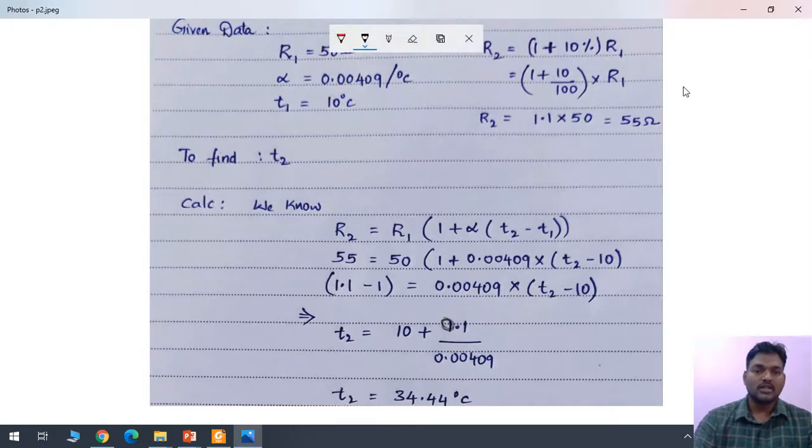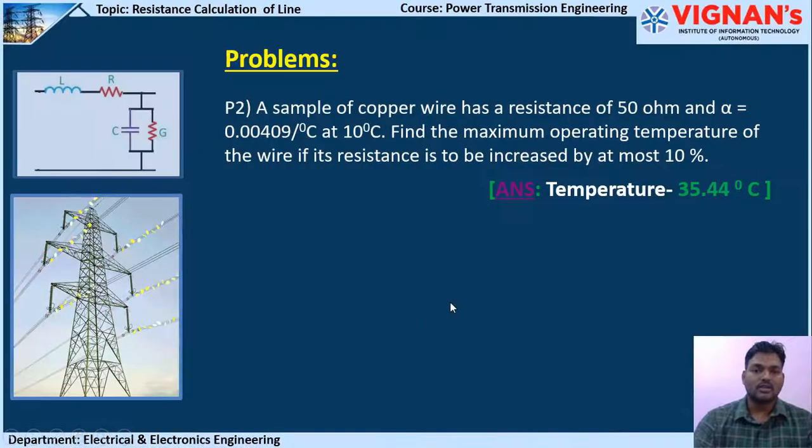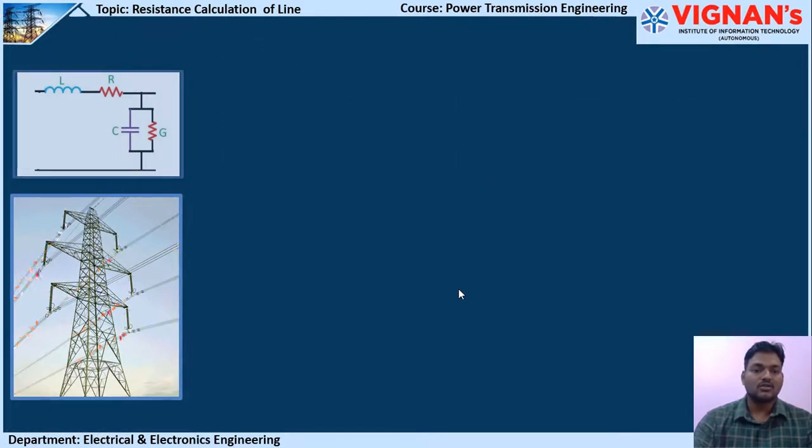So that's all for today's lecture. To summarize, we have studied what is resistance, how to calculate the resistance, and how resistance will vary with temperature. We have solved two problems to understand the factors by which the resistance will vary.